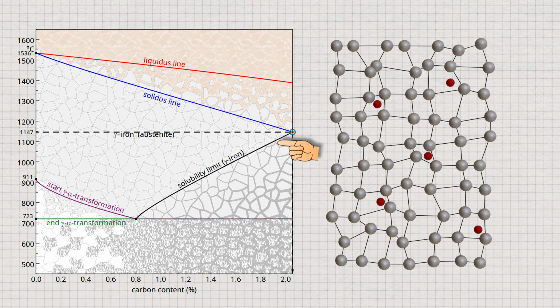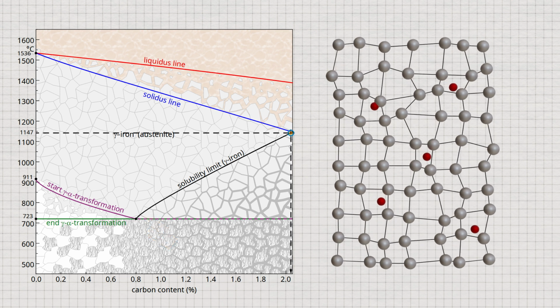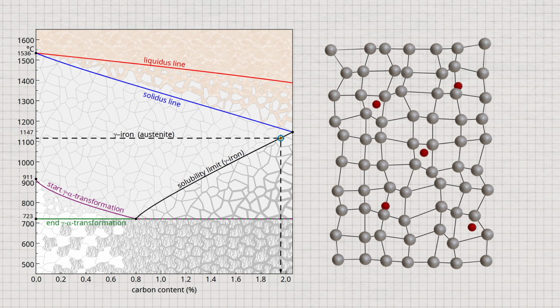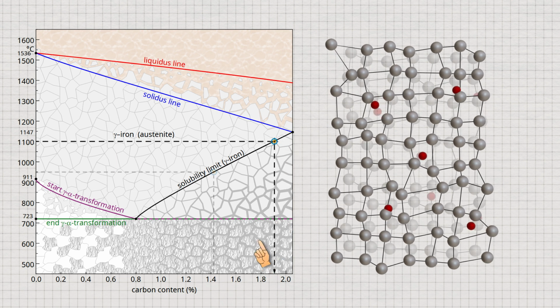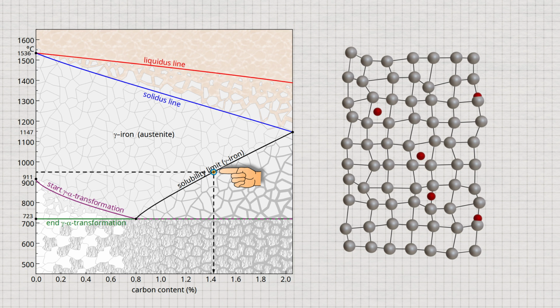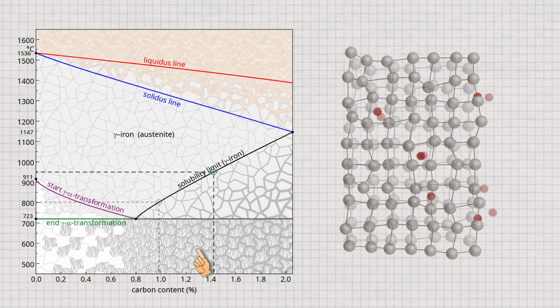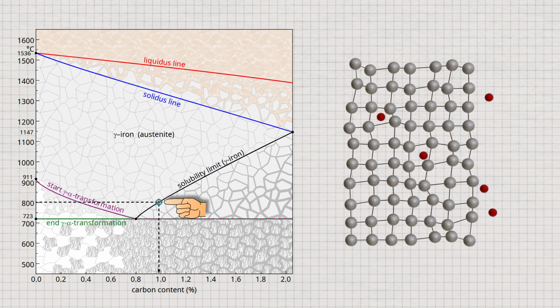With the solubility limit drawn in, the maximum soluble carbon content in the austenite can be determined for any other temperature. Thus, the maximum solubility of carbon at a temperature of 1100 degrees Celsius is about 1.9%, while at 950 degrees Celsius only about 1.4% carbon can be dissolved. At 800 degrees Celsius, the solubility has even dropped to about 1%.